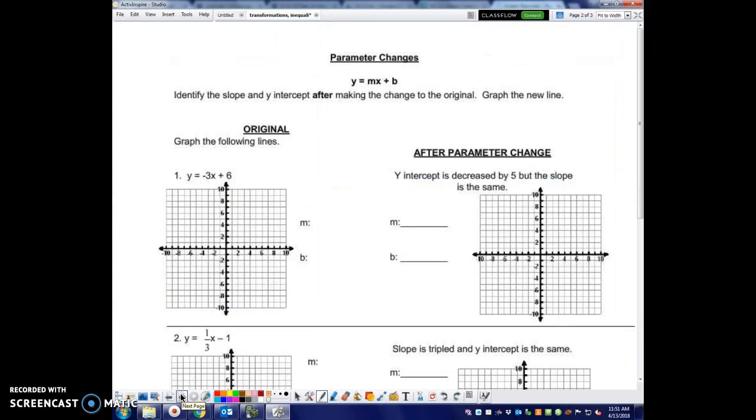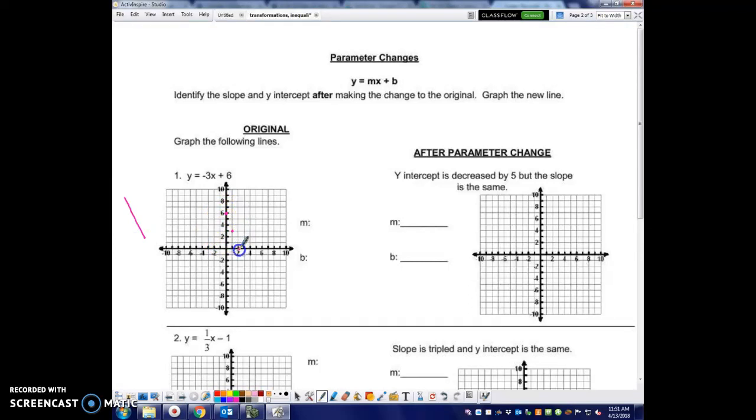All right, perimeter changes. It says identify the slope and y-intercept after making the change to the original graph, the new line. So you're going to take this first line, y equals 3x plus 6. So the y-intercept is 6, 1, 2, 3, 4, 5, 6. And the slope is a negative, meaning go down, 3 over 1. So down 3 over 1.